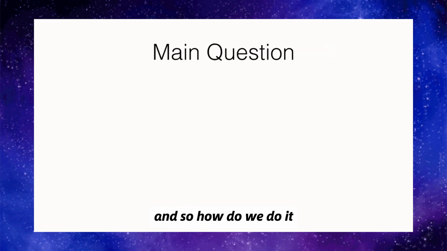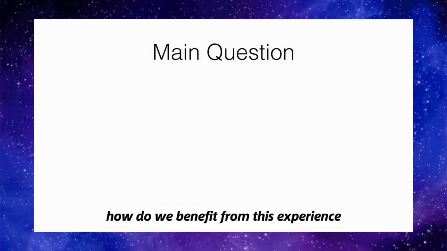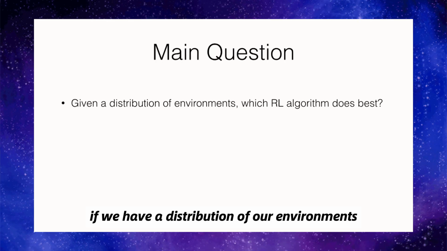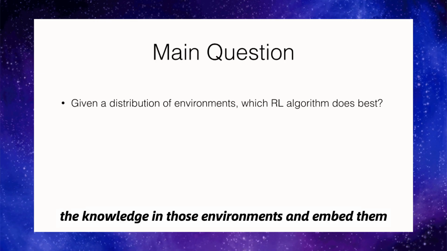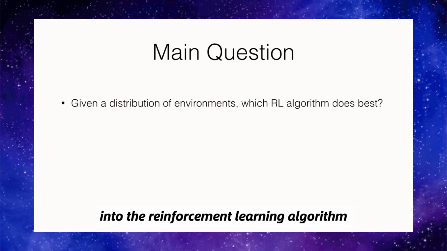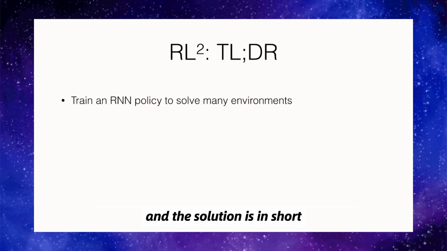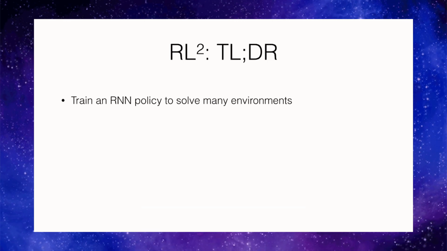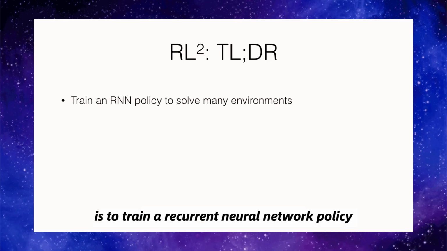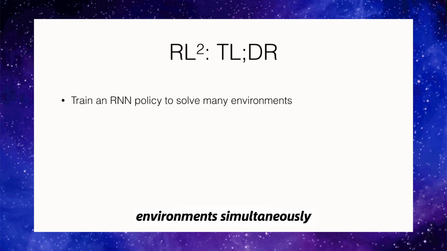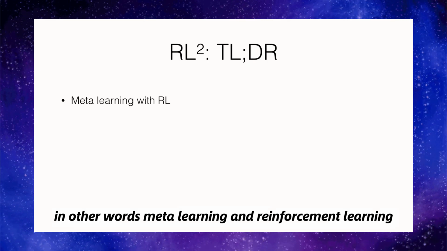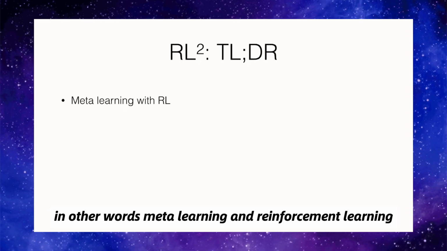And so how do we do it? How do we benefit from this experience? If we have a distribution of environments, how do we take the knowledge in those environments and embed it into the reinforcement learning algorithm? And the solution, in short, is to train a recurrent neural network policy to solve many environments simultaneously. In other words, meta-learning in reinforcement learning.